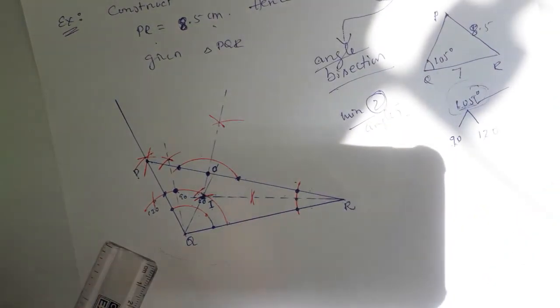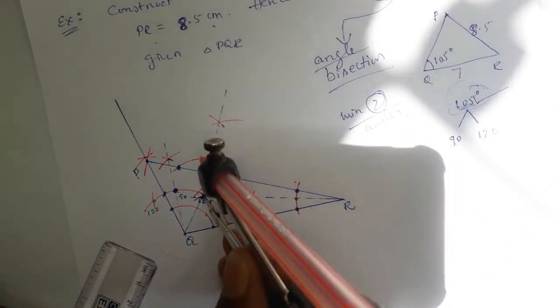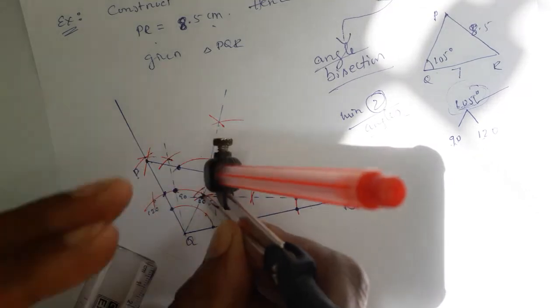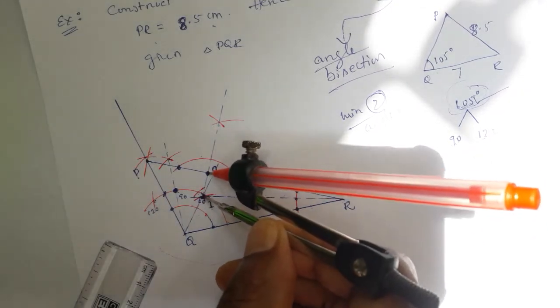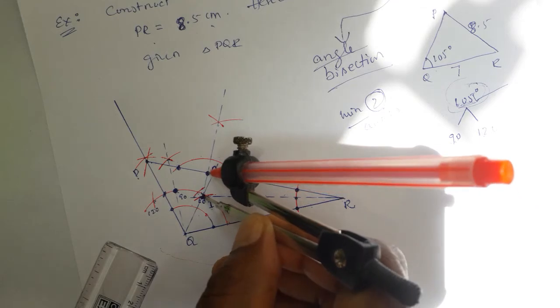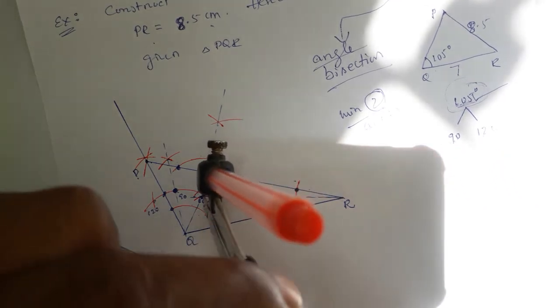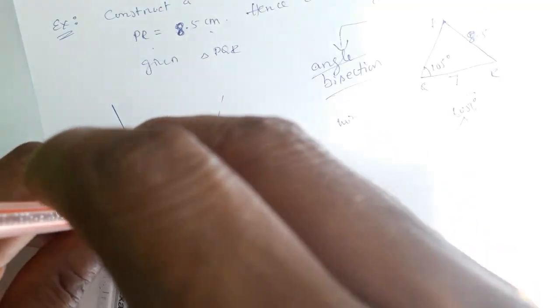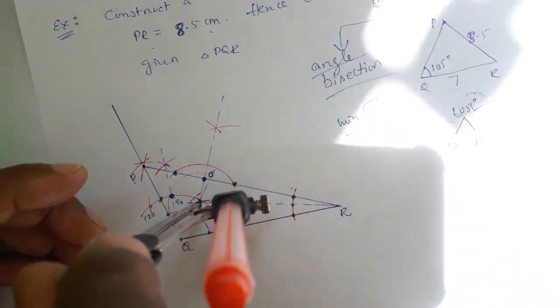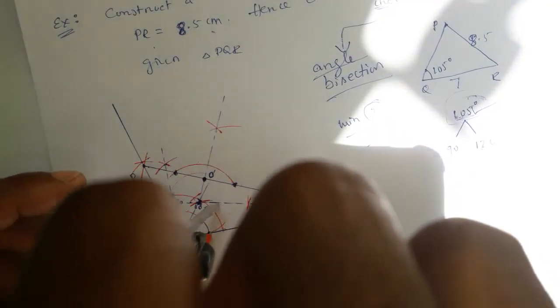Now your incircle is ready. Keep the compass at I and measure till O. Got it? Keep the compass at I, measure till O, and you can now draw the circle. You can draw one circle like this. That circle should touch all the three sides, remember, like this.